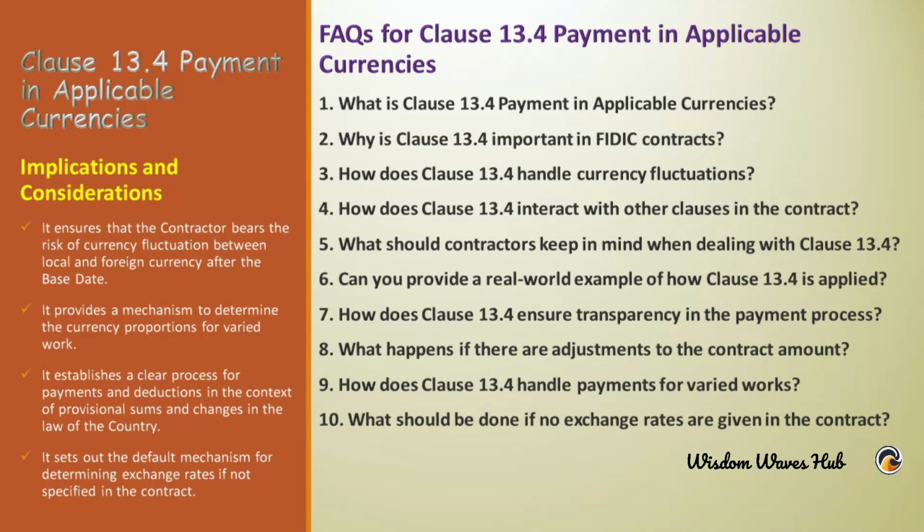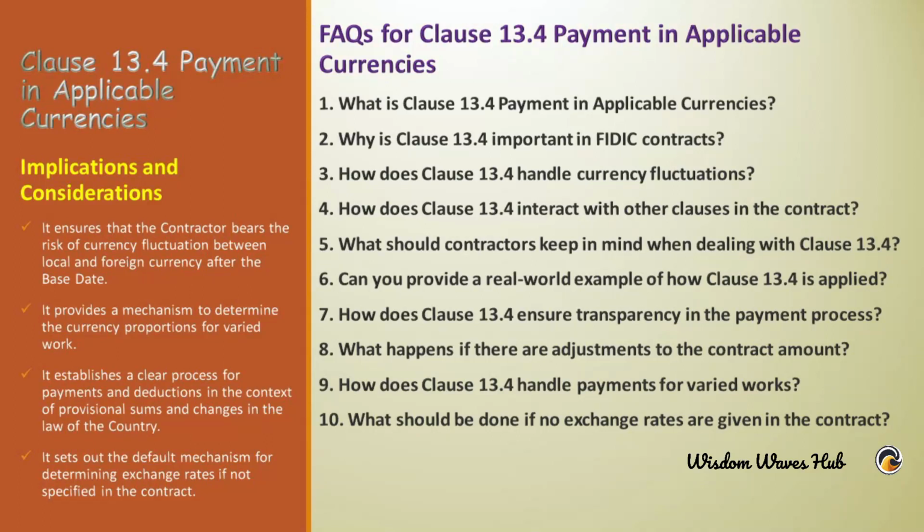7. How does Clause 13.4 ensure transparency in the payment process? Now pause the video for a moment and try to answer the question. Answer. Clause 13.4 mandates that when the contract price is to be paid in multiple currencies, the amount payable in each of the applicable currencies should be specified. This ensures that all parties are clear about the payment amounts in each currency, promoting transparency.